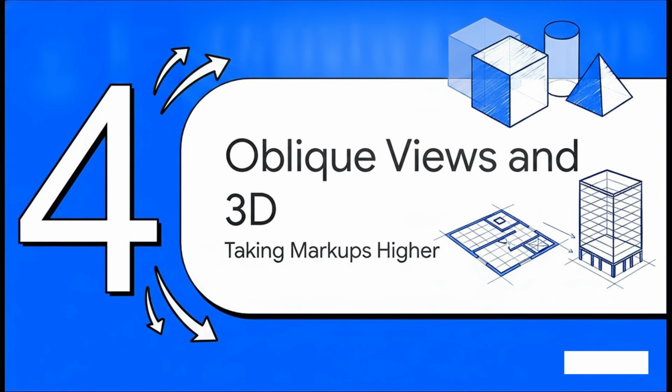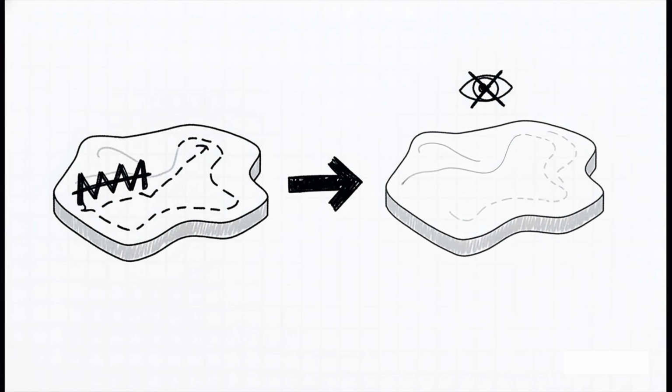Section 4, Oblique Views and 3D, taking markups higher. Now we're taking our 2D planning and pushing it right into the third dimension. But first, a quick workflow warning. Because of the different camera angles and updated datasets used to create these dimensional maps, your 2D markups, those lines and fences we just drew, they won't carry over. They'll temporarily turn off when you switch from vertical to oblique views.